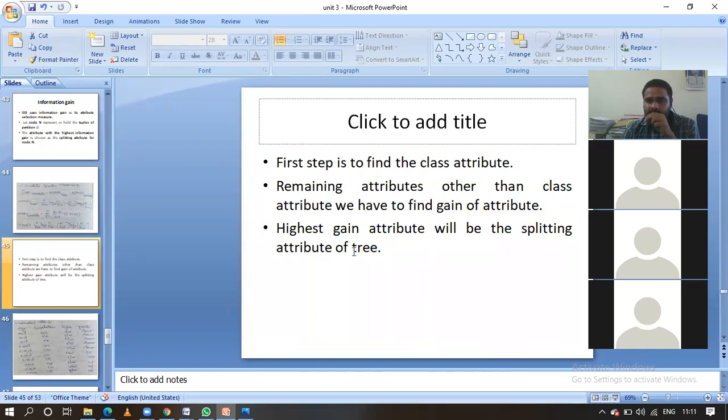Finally, the highest gain attribute will be the splitting attribute of the tree. Splitting attribute means that is the branch. Make it the main head of the branch. In this way we are going to calculate the splitting attribute guys. Is it understood?